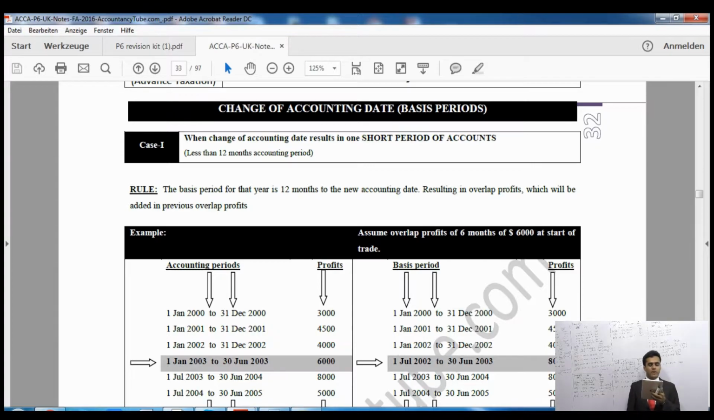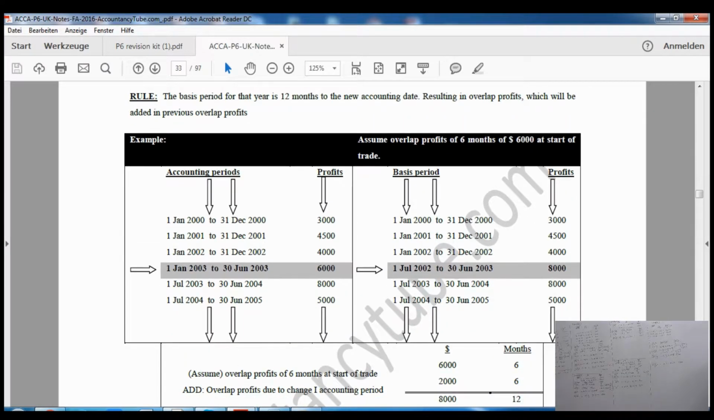So in the case when change of accounting date results in one short period of accounts, which is less than 12 months accounting period, what would happen in that case? Now what does the rule say? That the basis period for that year is 12 months to the new accounting date. So it will be simply 12 months to the new accounting date. So whatever the new accounting date will be, we'll change it to the new accounting date.